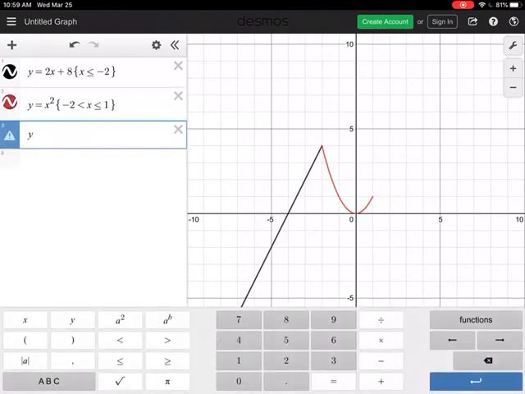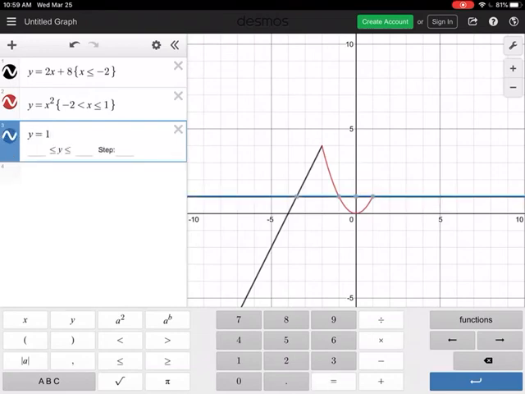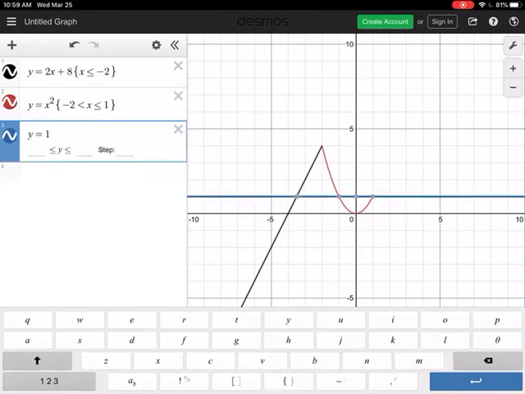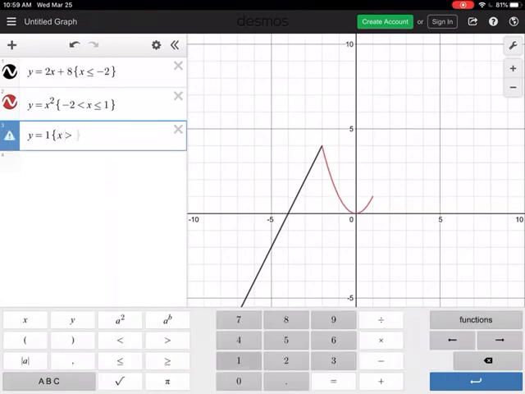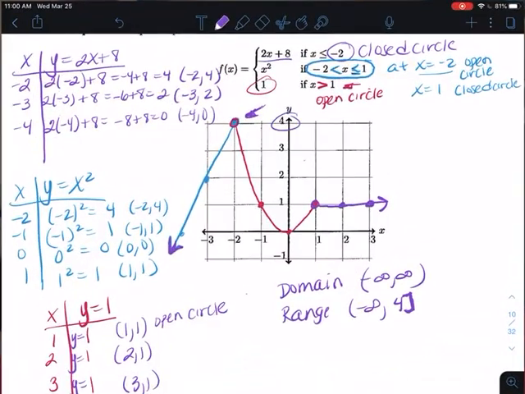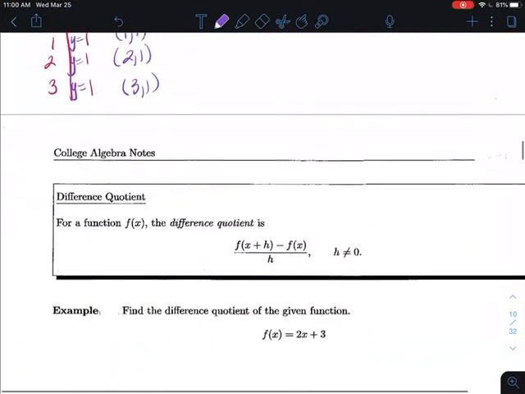And then the last one is y equals 1. And this is when x is greater than 1. There's your 3 different pieces of the graph. So that's your piecewise function. All right, those definitely take a little bit of practice. So make sure you're doing your homework to get you some practice in.